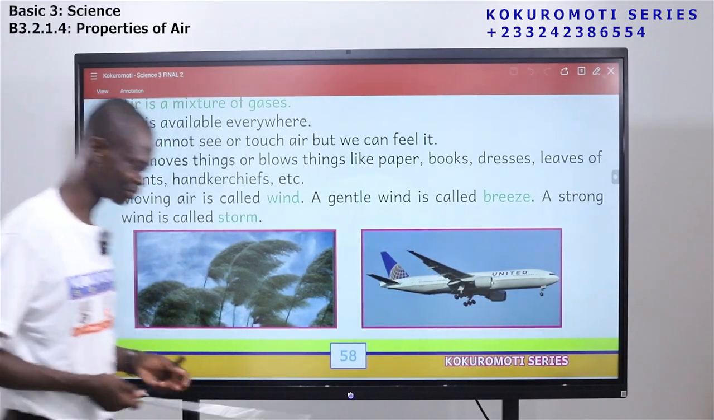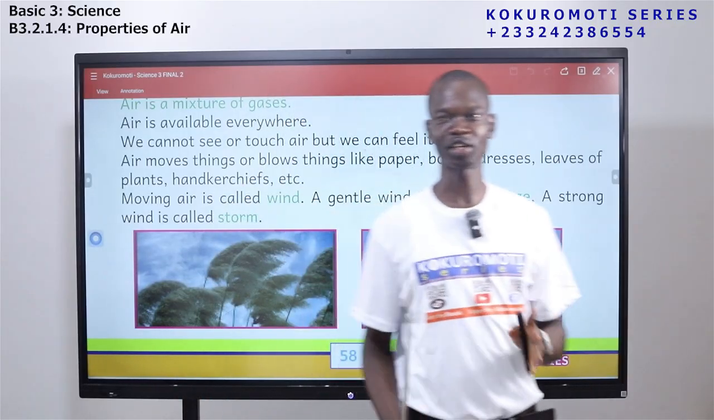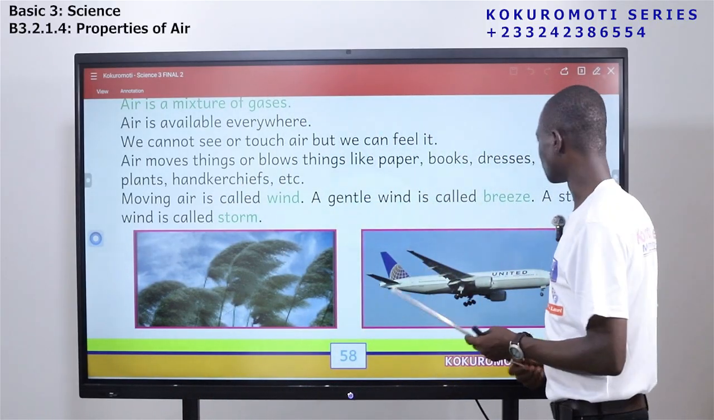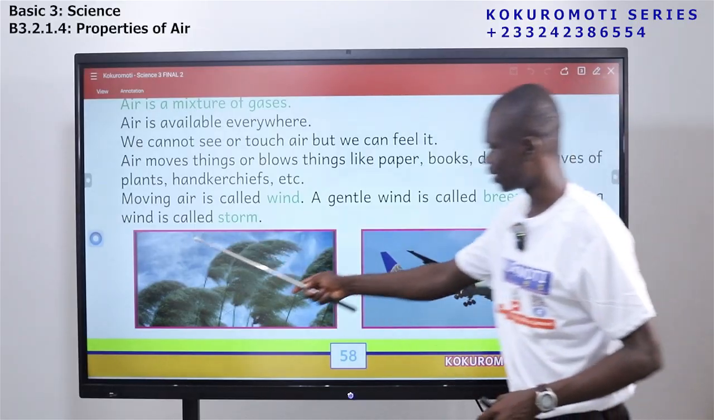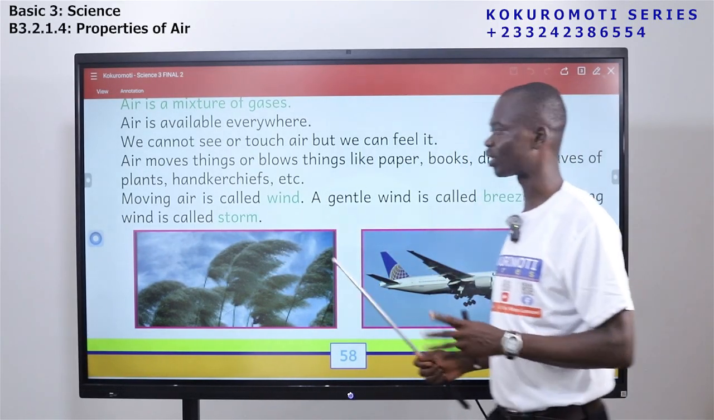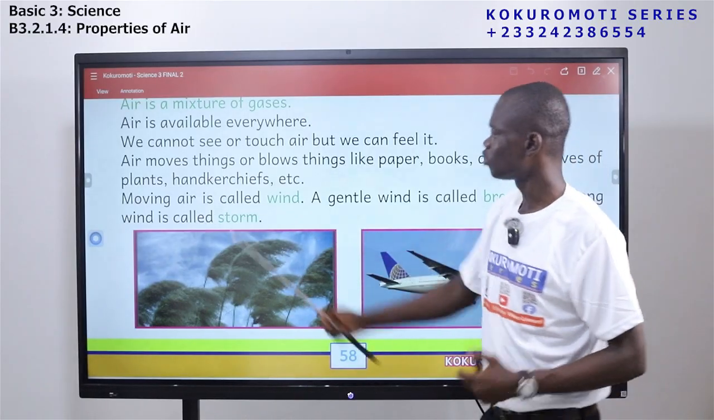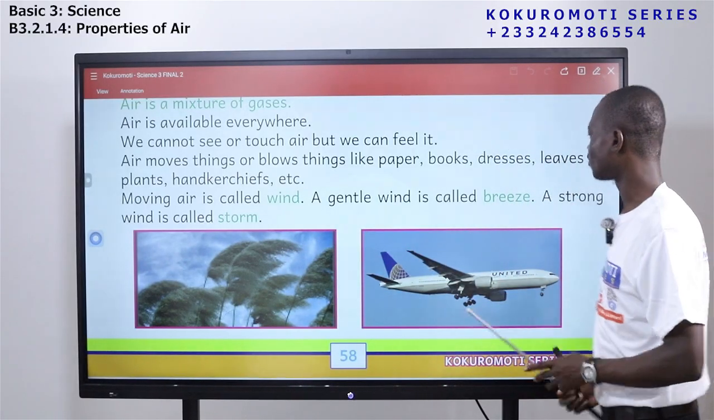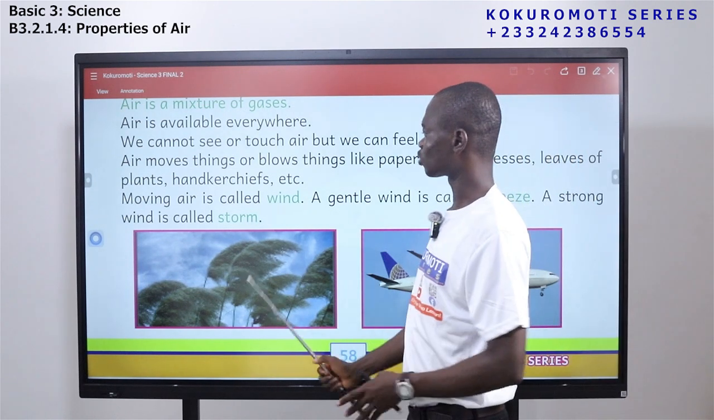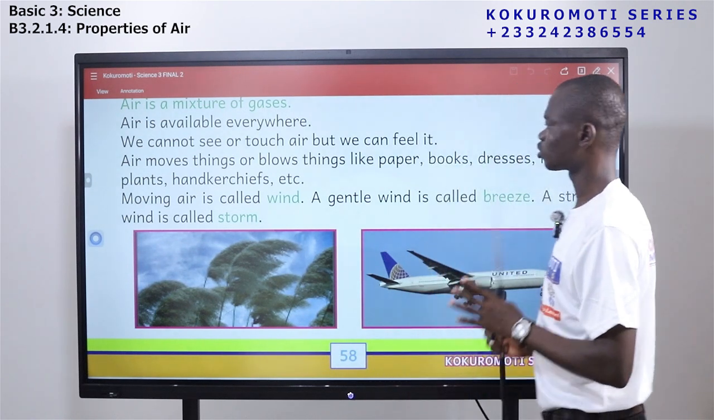What is storm? We are not talking about a drink. We are talking about air. A strong wind is called what? Storm. So air will give us wind, wind will give us breeze, and wind will also give us what? Storm.